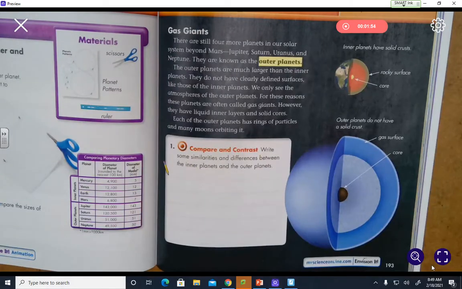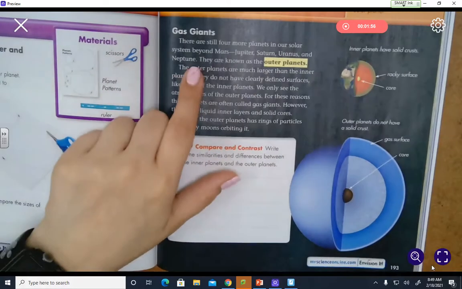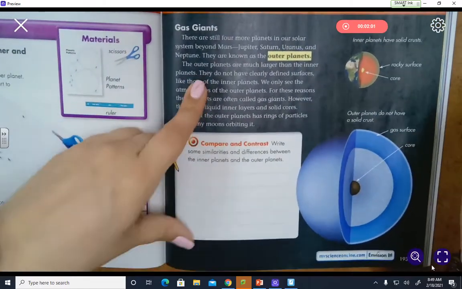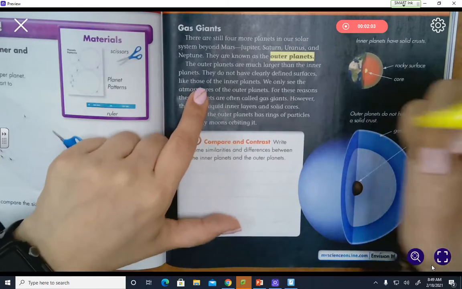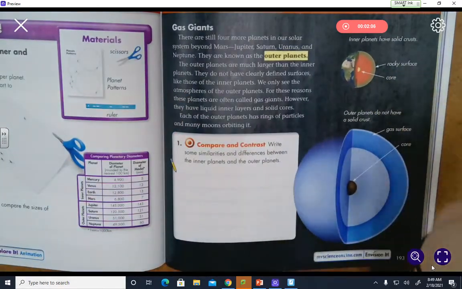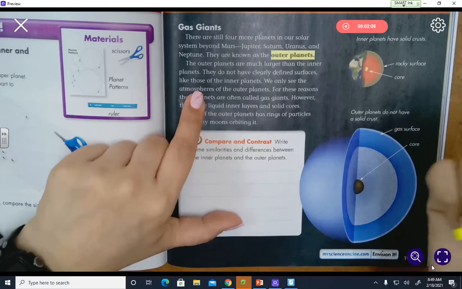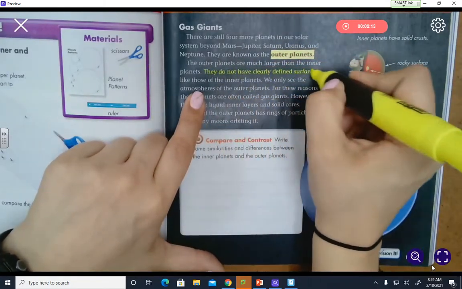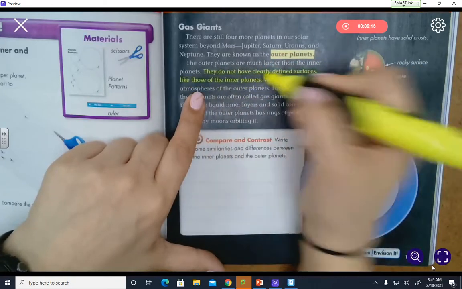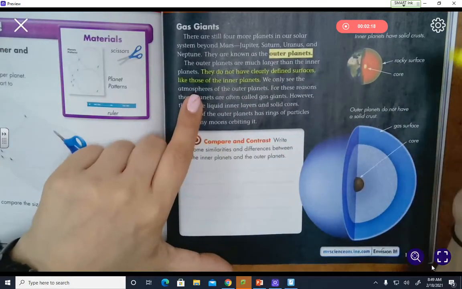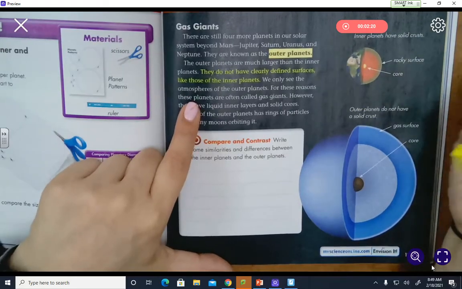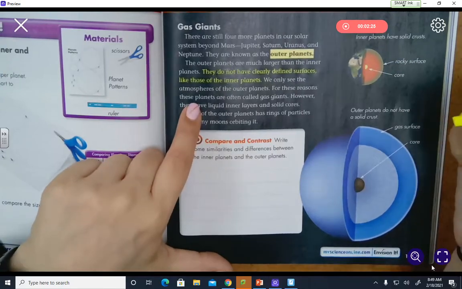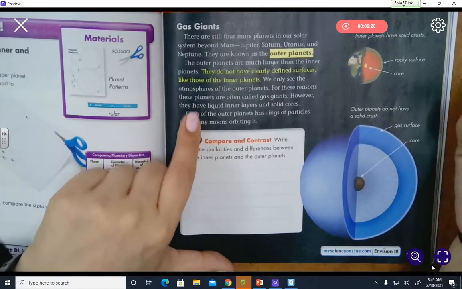So there are four more planets in our solar system beyond Mars: Jupiter, Saturn, Uranus, and Neptune. They are known as the outer planets. The outer planets are much larger than the inner planets. They do not have clearly defined surfaces like those of the inner planets. I want you to highlight that sentence. We only see the atmospheres of the outer planets. For these reasons, they are called the gas giants.